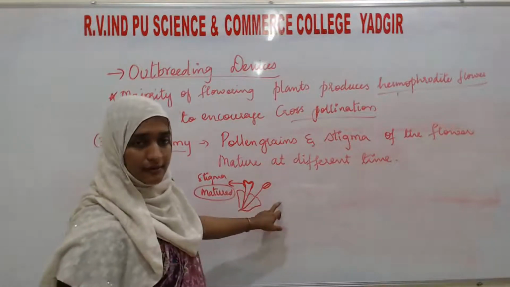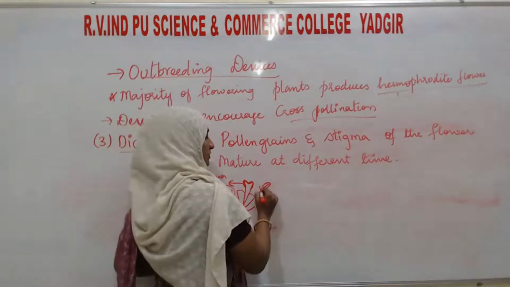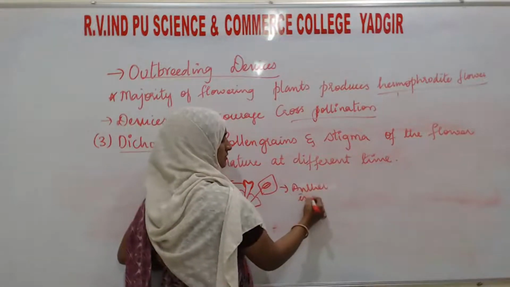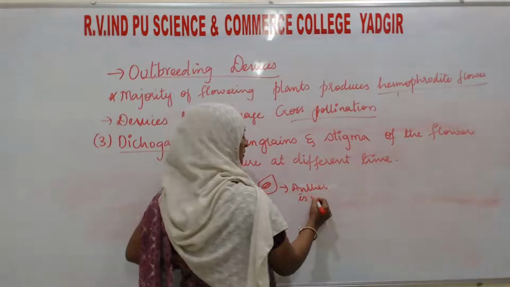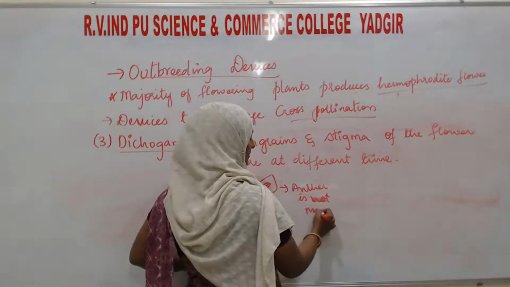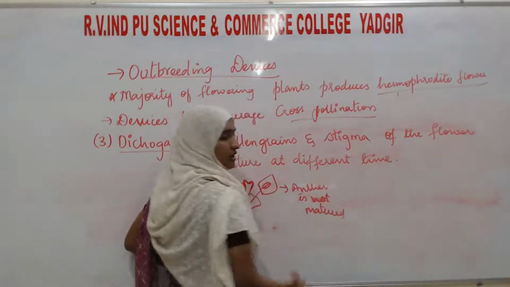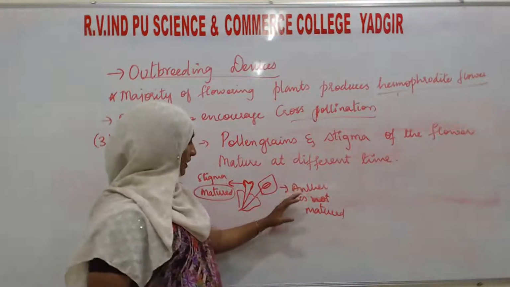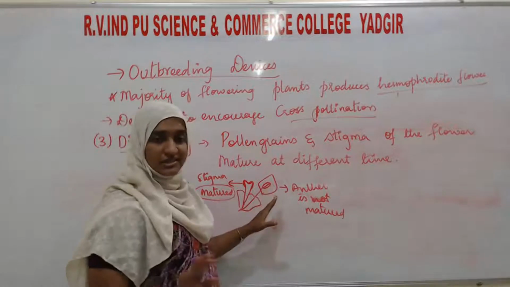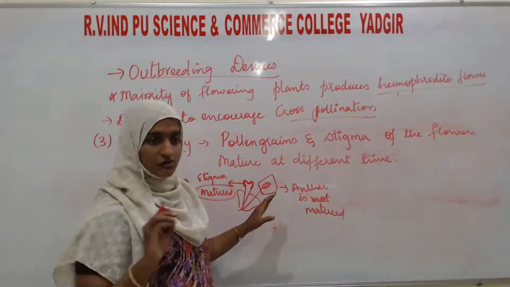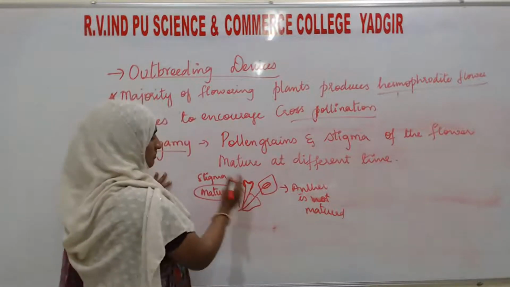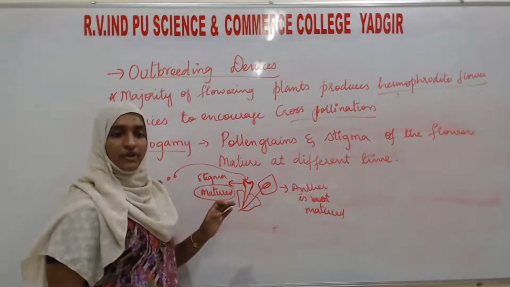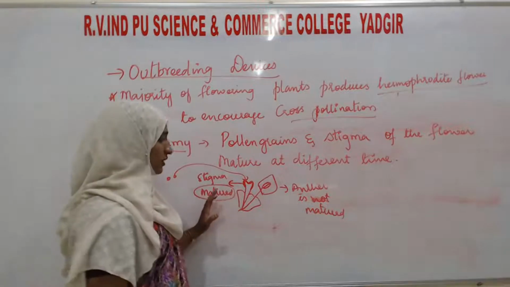But the anther is not mature, or else they are not going to release any pollen grain. If the anther is not matured, no pollen grains are going to release. If there are no pollen grains, then the stigma will receive the pollen grain from some other flower. Yes, this is one condition.